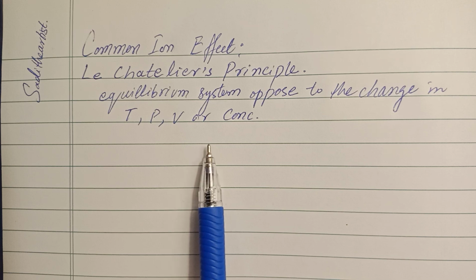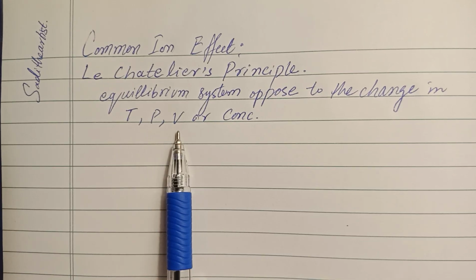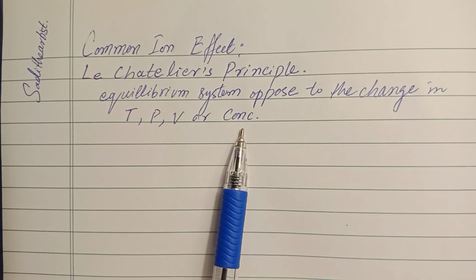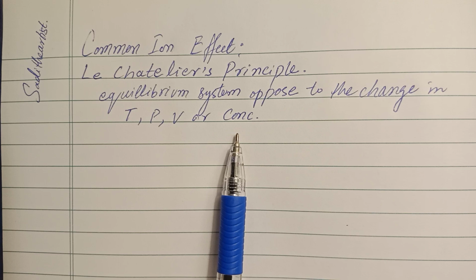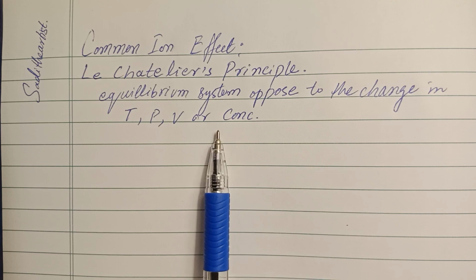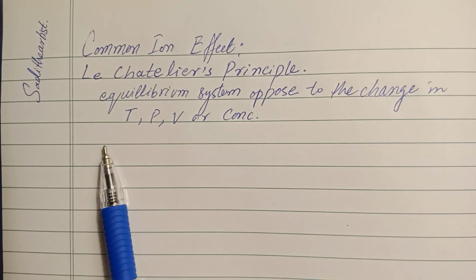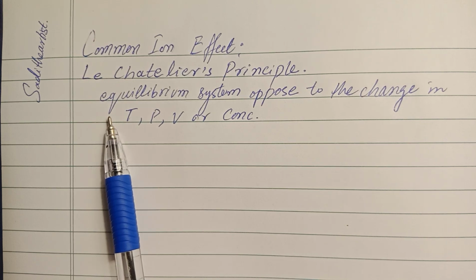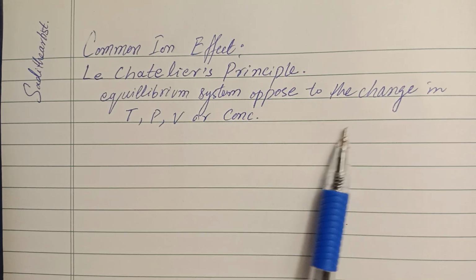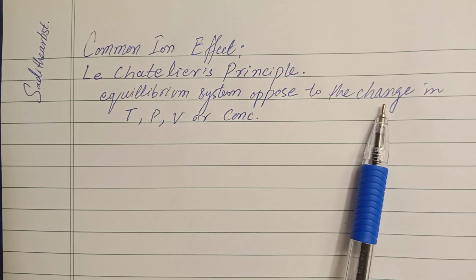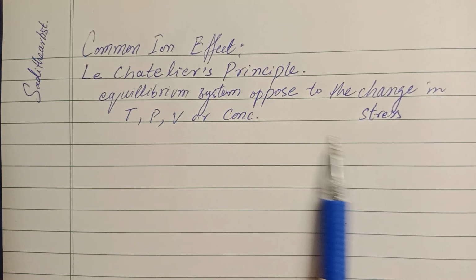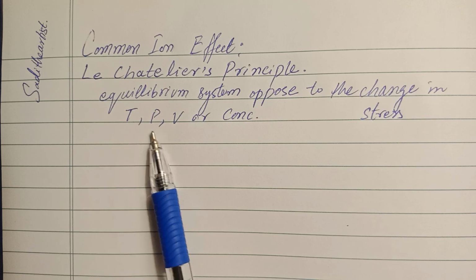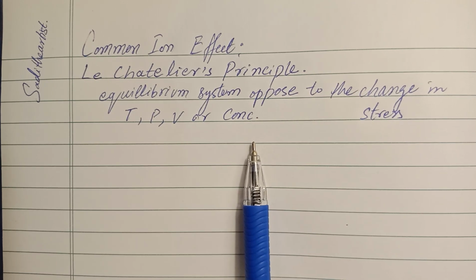It states that changes in temperature, pressure, volume, or concentration of a system will result in predictable and opposing changes in the system in order to achieve a new equilibrium state. So simply we can say that a system in equilibrium opposes the external change, also known as stress. This stress can be in the form of temperature, pressure, volume, or concentration.